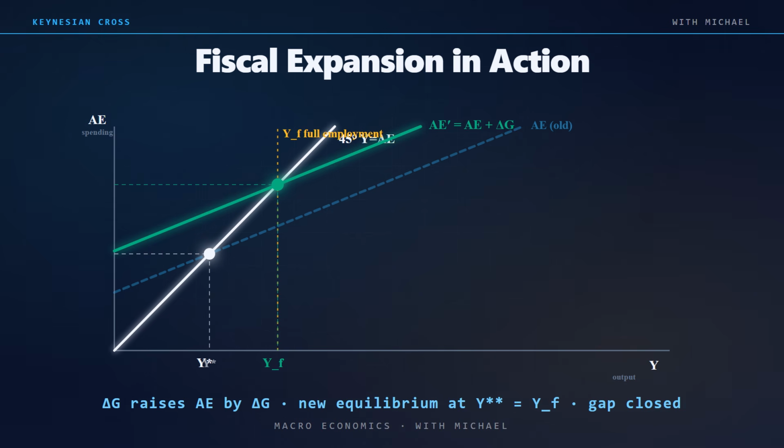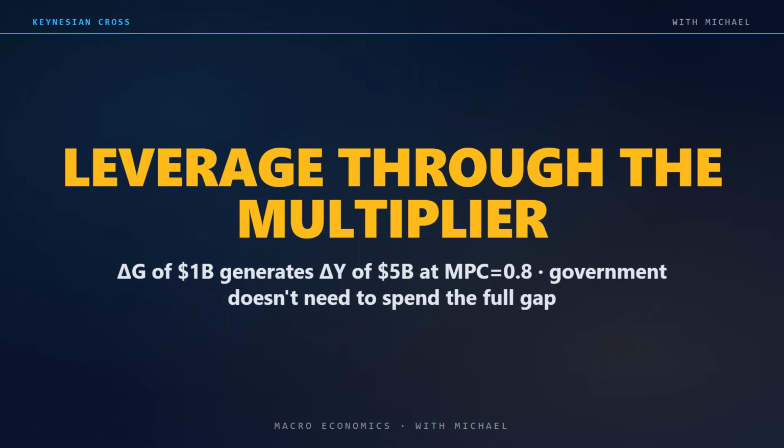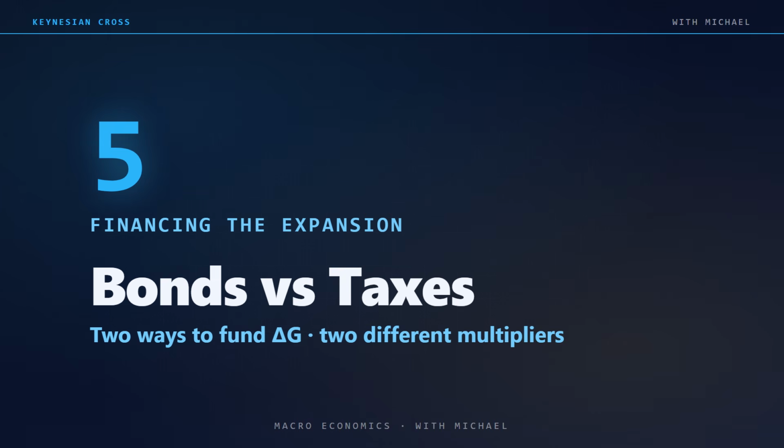Tax financing is different. If the government raises taxes by delta T to fund a delta G of equal size, the taxpayers now have less disposable income. Their consumption falls. By how much? By MPC times delta T. So the consumption function shifts down by C1 times delta T. The aggregate expenditure line shifts down by that amount, even before we add the new G. Net of all effects, the AE line shifts up by delta G minus C1 times delta T. With delta G equal to delta T, that net shift is delta G times 1 minus C1.